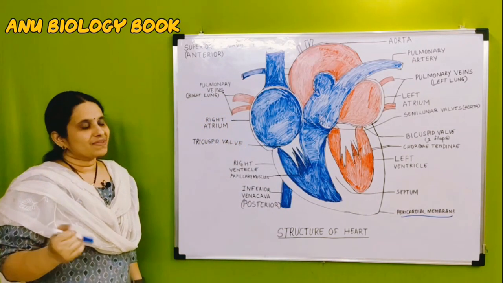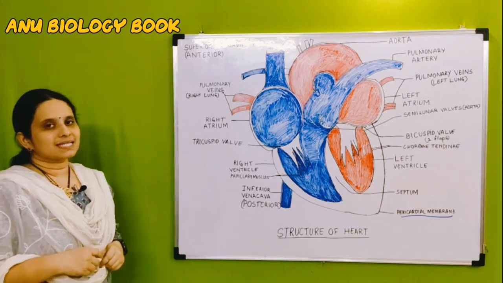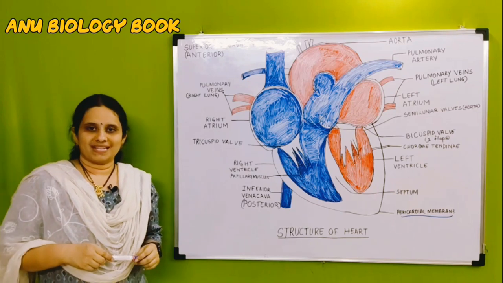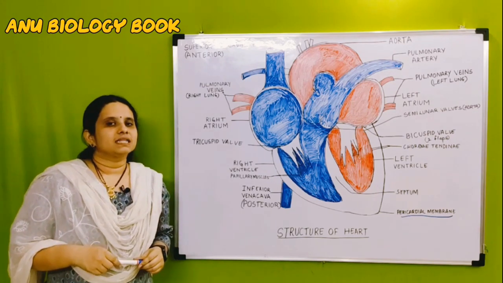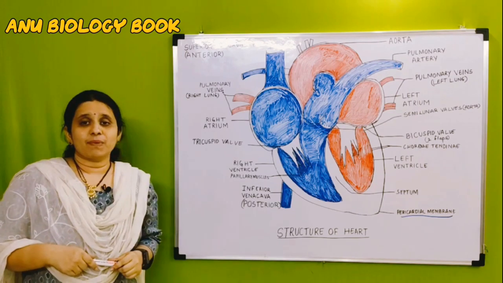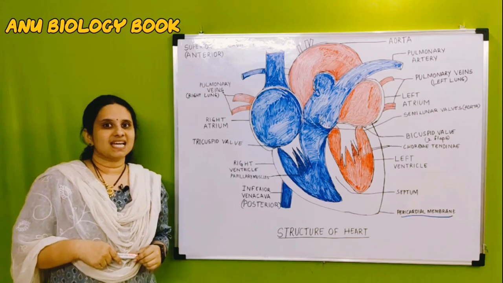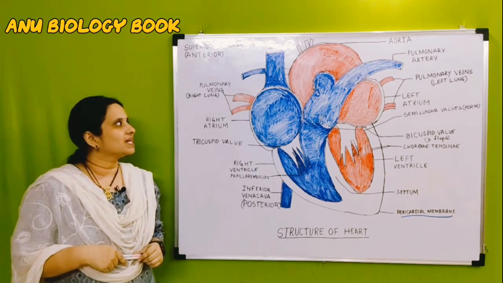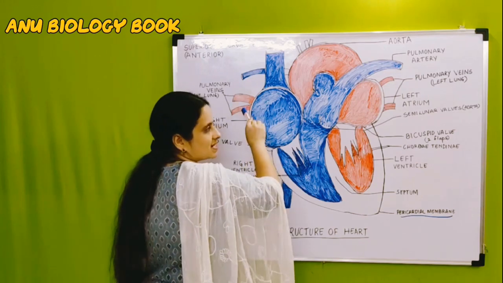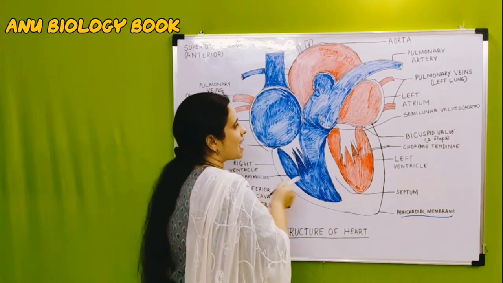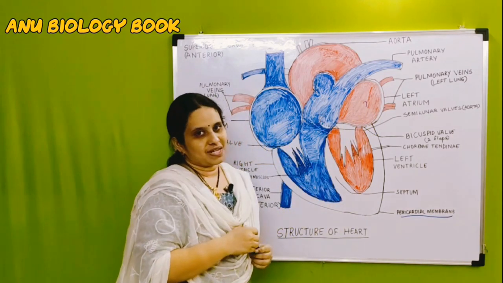the body. Coming to the veins of the heart, here we can see the pulmonary veins. As I told you, the veins always carry the deoxygenated blood from all the parts of the body to the heart. But here another exception is for pulmonary veins. Pulmonary veins always carry the oxygenated blood from the lungs and they open into this left atrium.